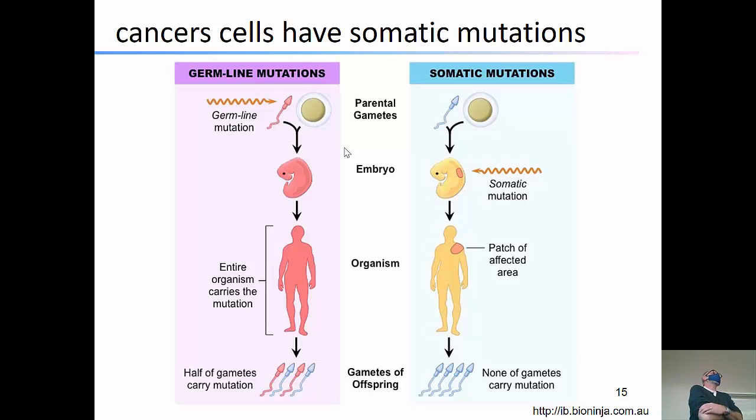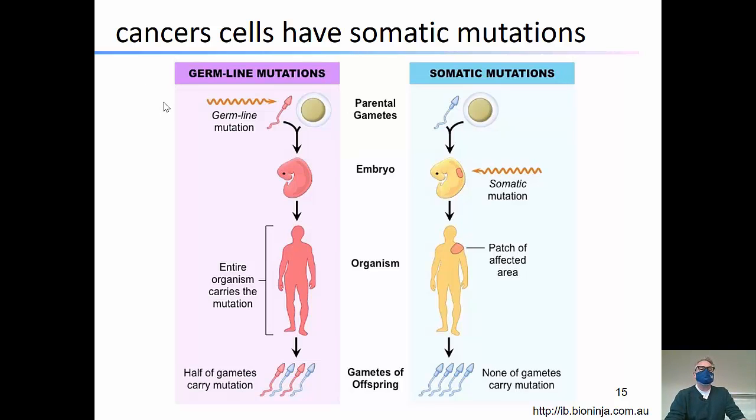So we have two types of cells, somatic and germline cells. The germline cells are the egg and sperm. These are haploid, have a single copy of the DNA. The somatic cells are the cells that are cancerous. And so these are all of the other cells that we have.